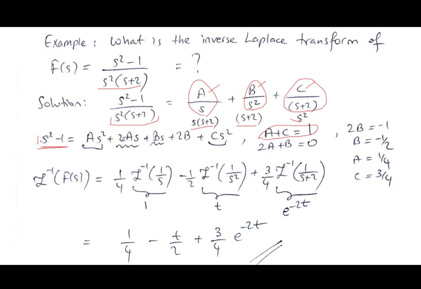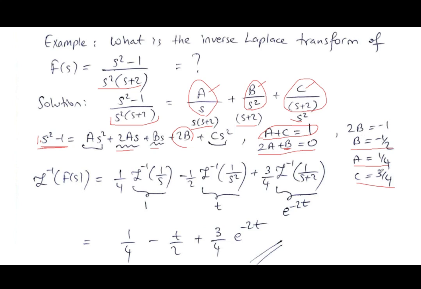And then I have 2as plus bs. In other words, for these two terms, there is no s term on the other side. So 2a plus b must equal 0. And then for b, we have 2 times b must match with the minus 1 here. So we immediately get b equals minus 1 over 2. And once we solve for b, we can obtain a equals 1 over 4. And then it follows that c equals 3 over 4.